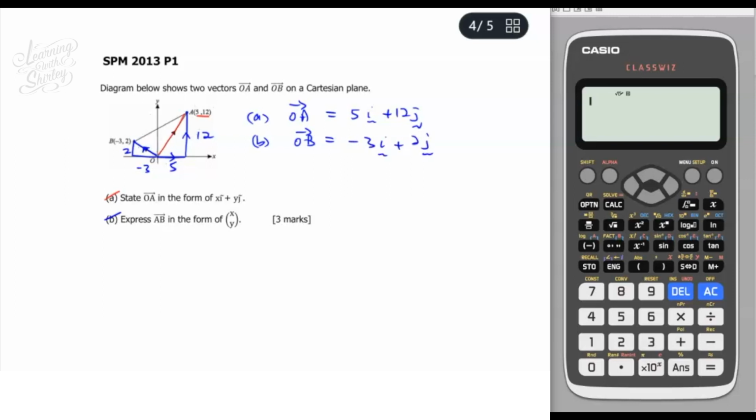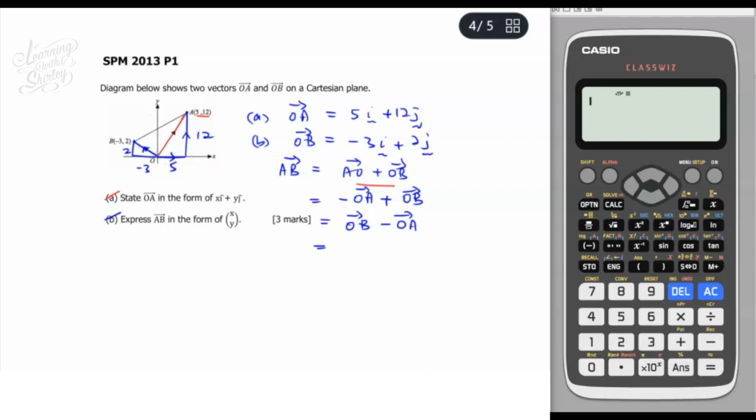Now we can find vector AB. AB is equal to AO plus OB. You see here, it's like a bridge that joins from A to B. So what is vector AO? AO is the negative of OA, plus OB. So I can also rearrange it to become OB minus OA. The negative belongs to OA.